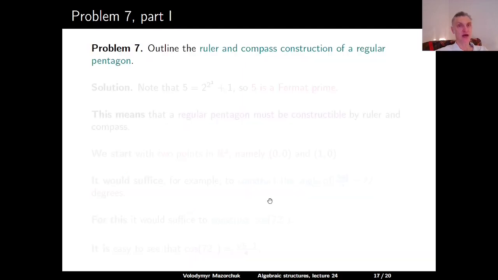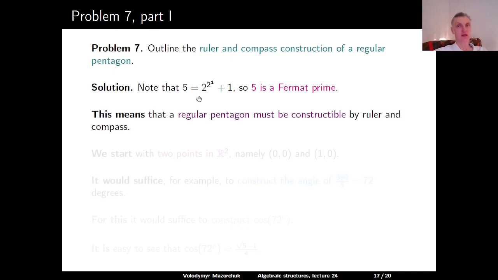Problem 7. Outline the ruler and compass construction of a regular pentagon. Solution. Let us start by noting that 5, which is the number of sides of a regular pentagon, is equal to 2 to the power 2 to the power 1 plus 1, so 5 is a Fermat prime. So by our theorem, which says when we can construct a regular polygon, for each Fermat prime we can do that, so there should be a ruler and compass construction of a regular pentagon. So this is possible. Now let's explicitly describe how to do this.